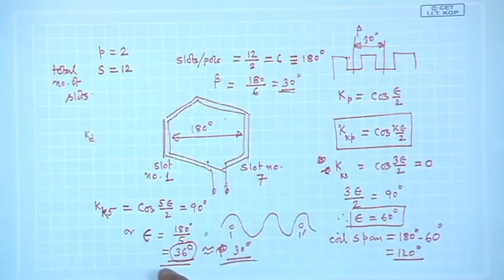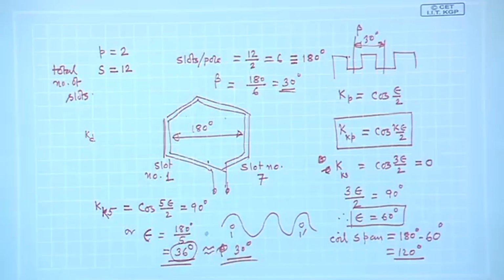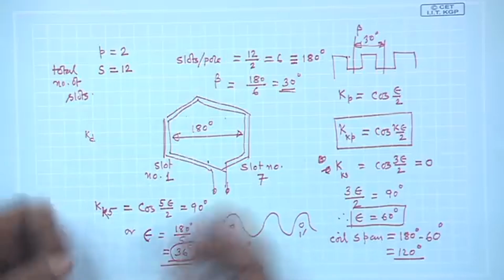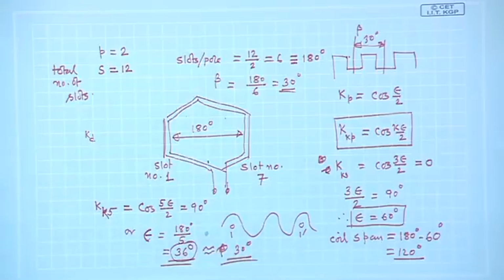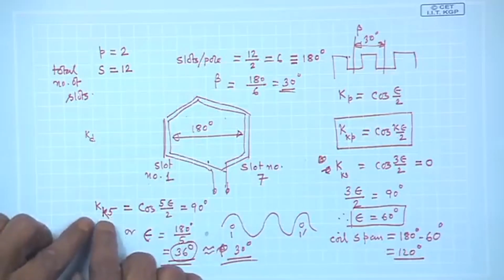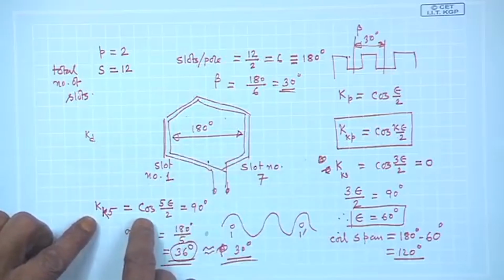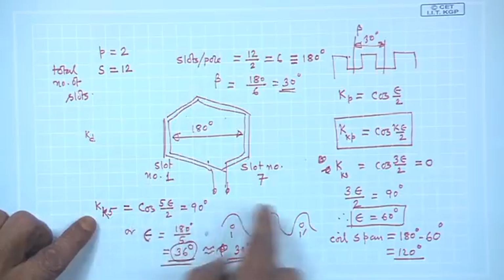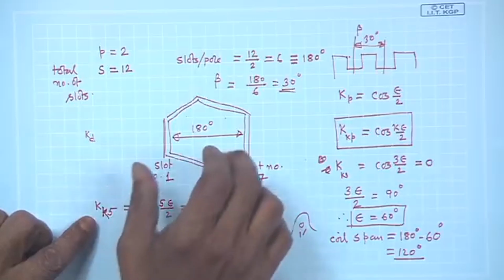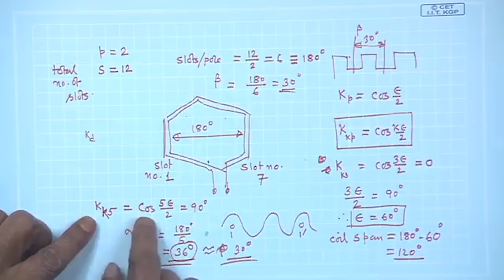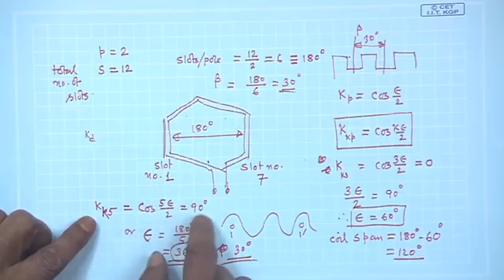If you want to eliminate, say, the fifth harmonic for some reason, you do not like the fifth harmonic, in that case what will be the case? The third harmonic I do not mind, it is just an academic exercise I am telling. If I want to reduce the fifth harmonic, then I will examine by what angle I should short chord the full pitched coil. This is cosine 5 epsilon by 2, set it to 0 because cosine 90 is 0.